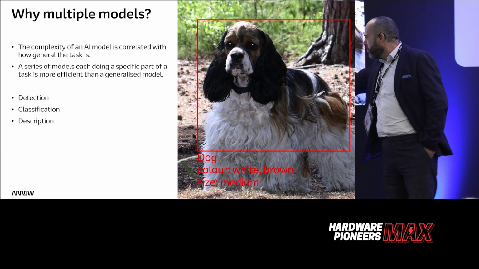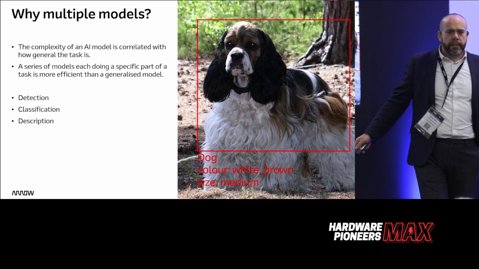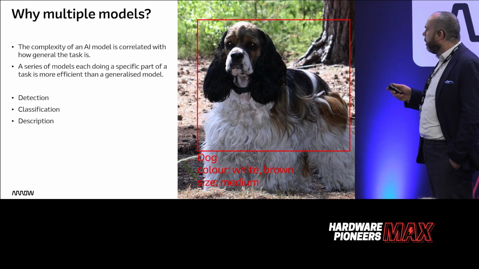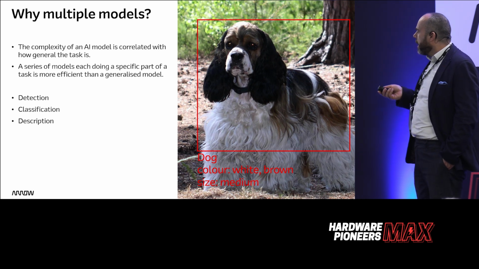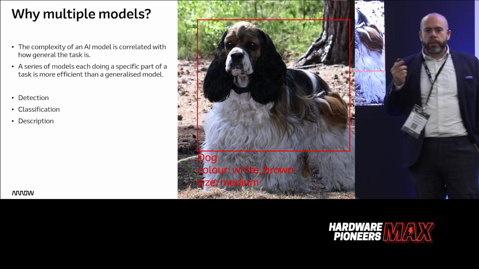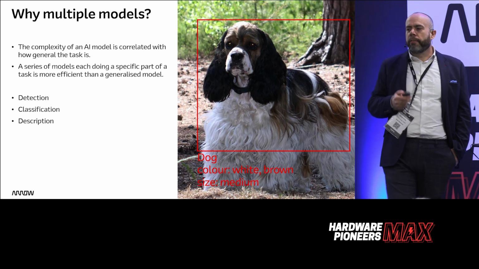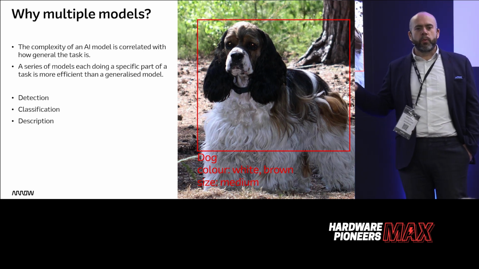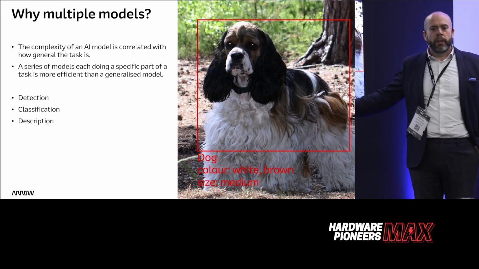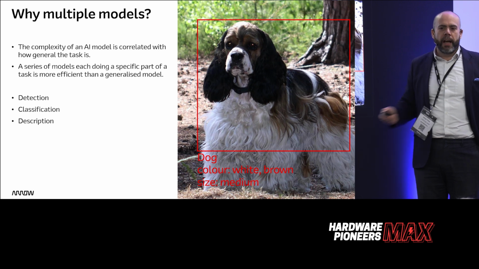Apologies if this doesn't come out very clear. It says dog, color, white, brown, size, medium. So now we've taken something like YOLO that recognizes that it's a dog and fed it into another model, which tells us more about that dog, brings out the color, and makes an estimate of its size.